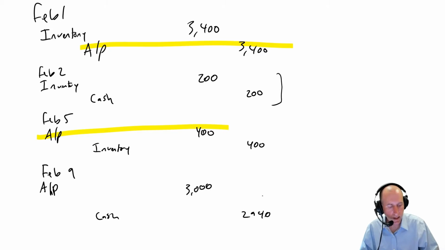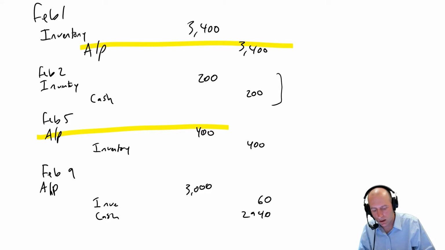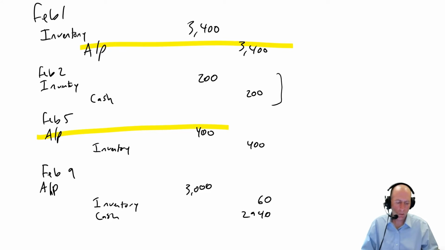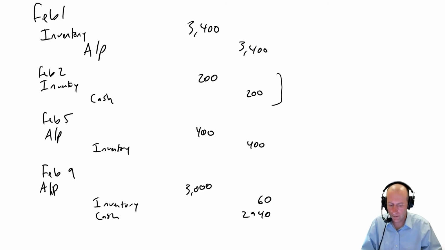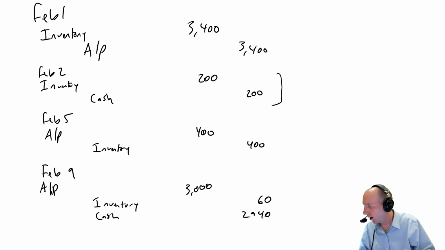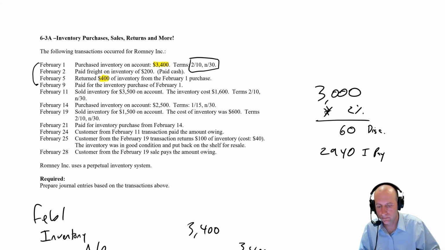But wait, you say, there's a $60 missing amount. This reduces our inventory value. We only paid $2,940 for the inventory, so that $60 discount comes out of the value of the inventory. Okay, moving on.